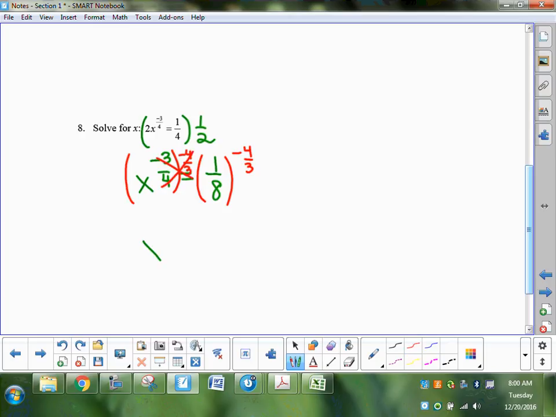I've got x is going to equal 1/8 raised to the negative 4/3, which is the same as x equals 8 now to the positive 4/3. What's 8 to the 4/3 going to give me? Hands up, please, when you can tell me. What's 8 raised to the 4/3 power going to give me? Chloe?